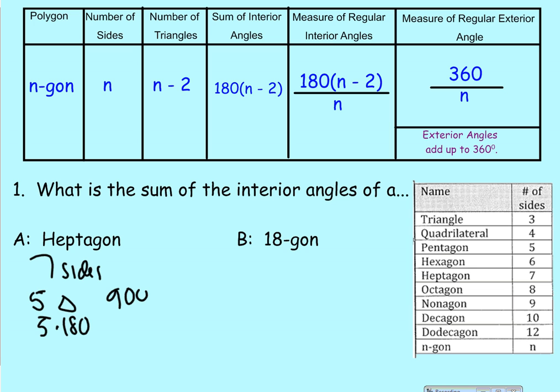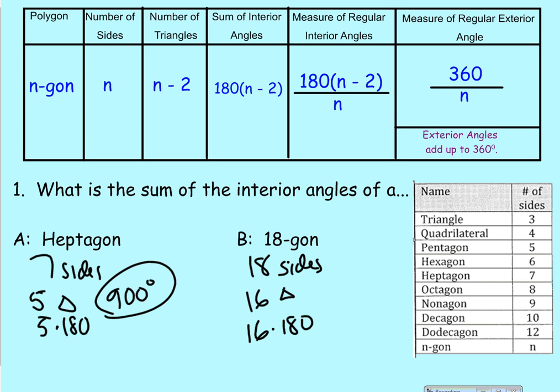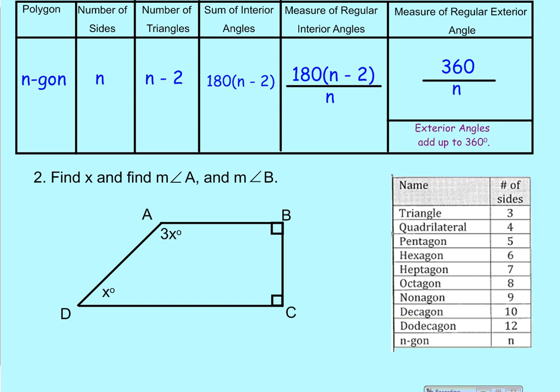I get that to be 900. 900 degrees. That is my heptagon sum. So that's 18 sides for an 18-gon. That's 16 triangles. That's 16 times 180. All right, I'm not that good. I'm going to grab a calculator quick and do it on that. 16 times 180. I get 2,880 degrees. So 2,880 degrees would be the interior angles sum of an 18-gon.